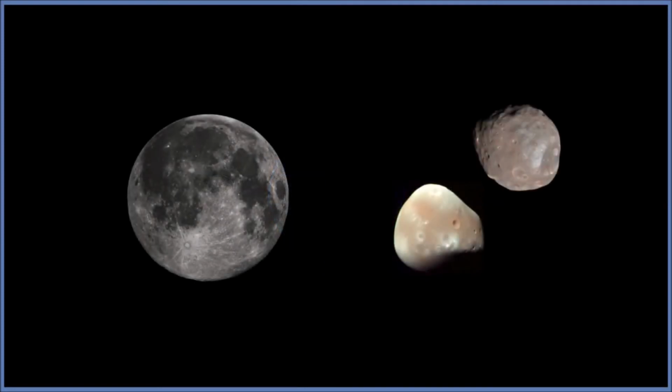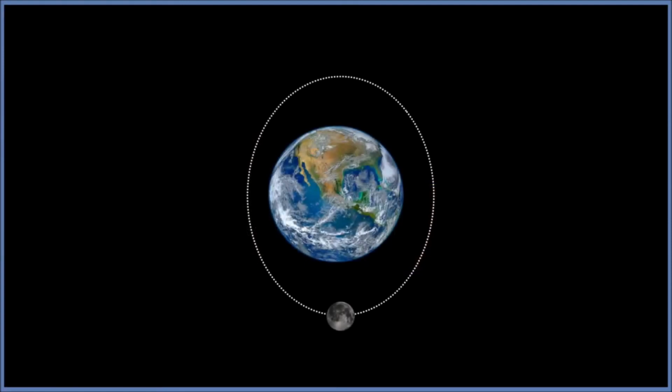However, looking at Mars's moons, we see that they're irregularly shaped, and the moon is rather large compared to its parent planet. In fact, the moon is the largest moon in the solar system compared to its parent planet.